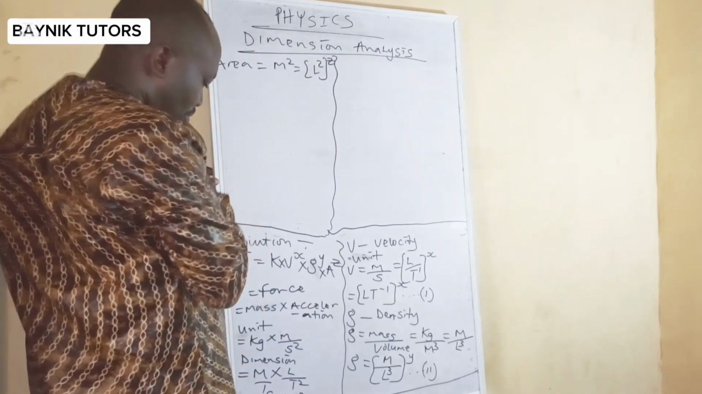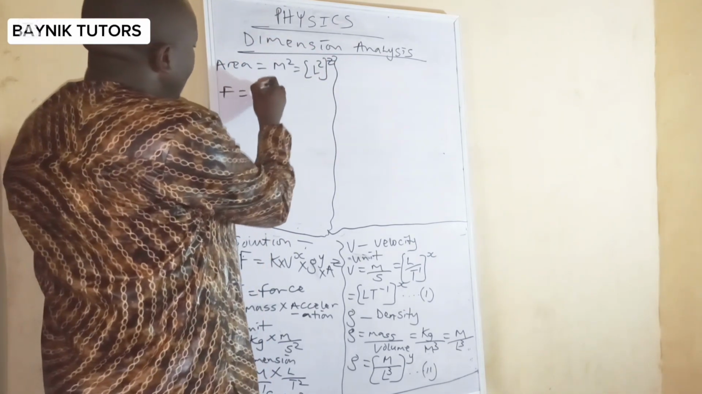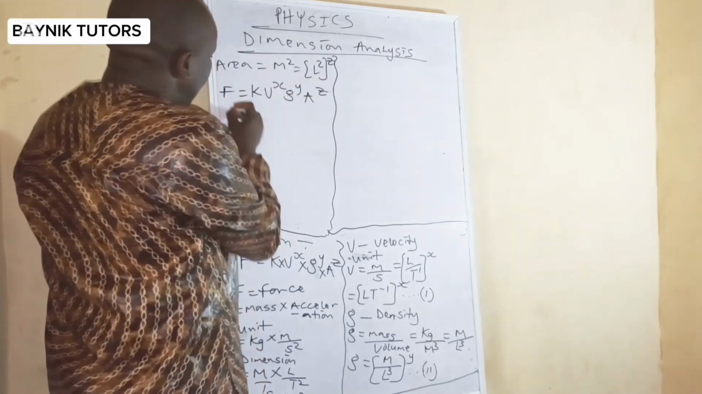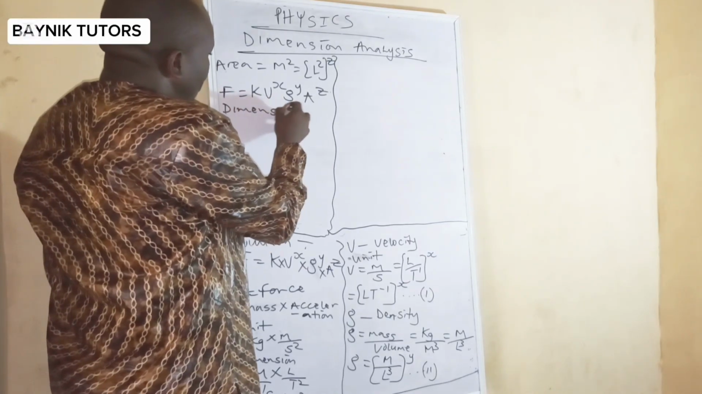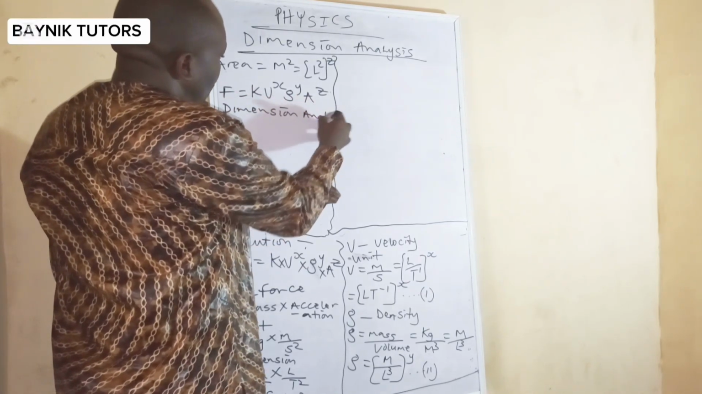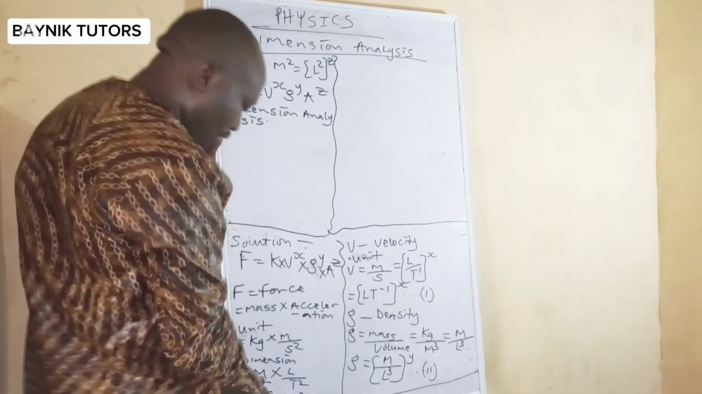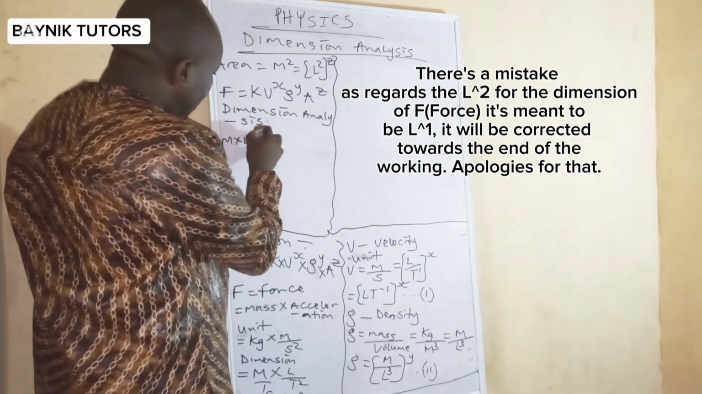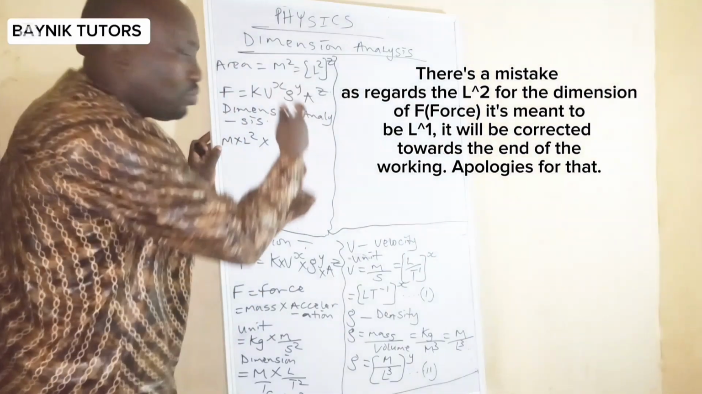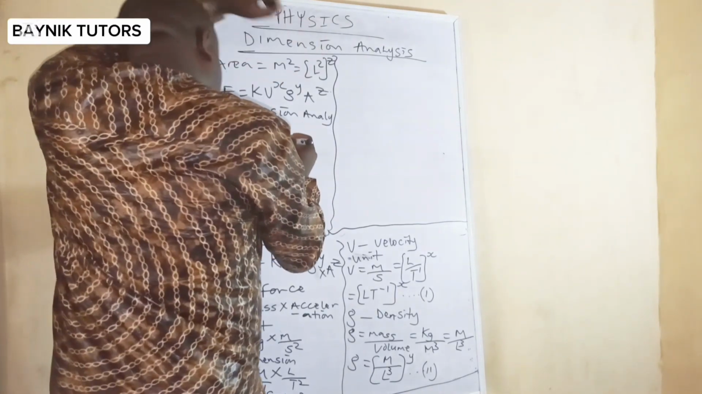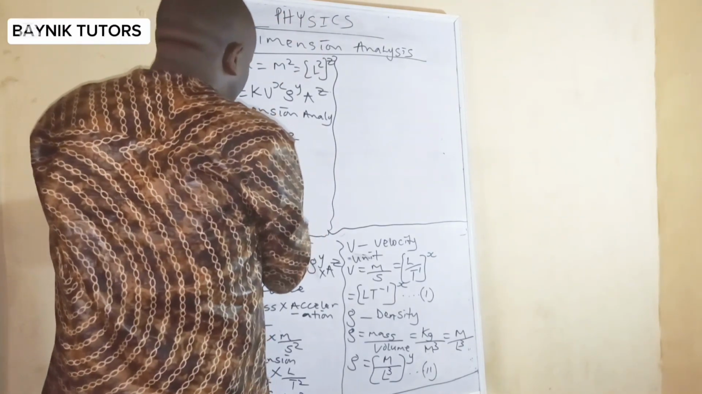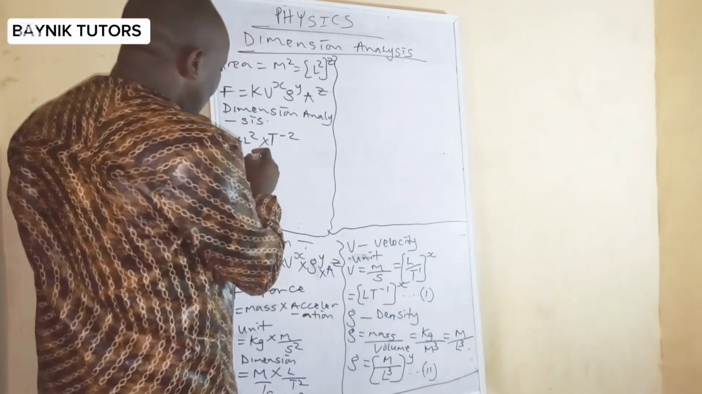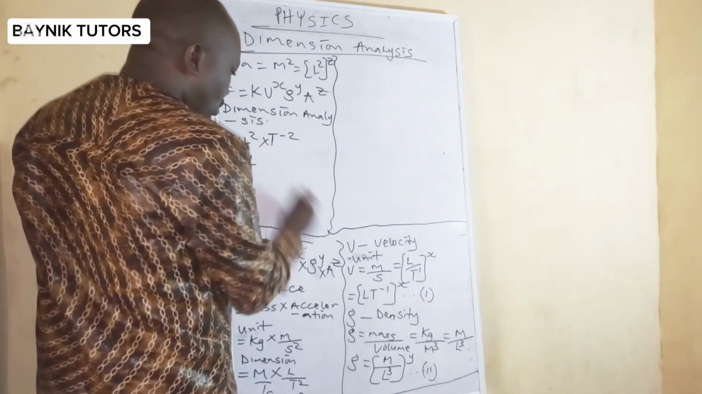So from here, from my illustration, F is equal to k v raised to power x, density raised to power y, A raised to power z. So for the dimensional analysis, I can now say my F, which is M L, times T raised to power 2, I will bring it up, that will be T raised to power minus 2, is equal to, then my velocity will now be L, here raised to power 1.